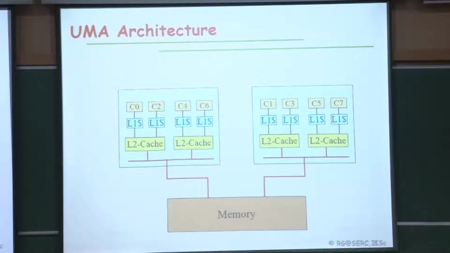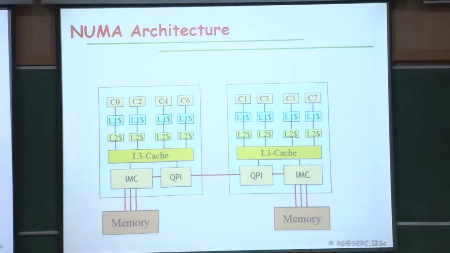So, this is an architecture of uniform memory access, because whether these processor cores access this memory or these processor cores access the memory, if the data is not available in any of its caches, the access time is still uniform.